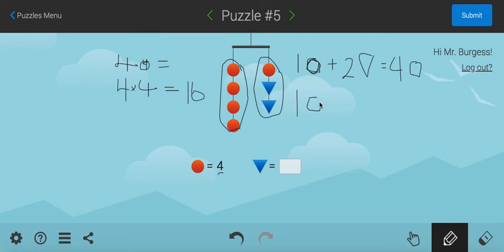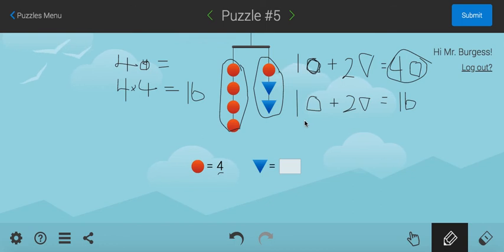So that means the one red circle on this side plus the 2 triangles equals, it has to equal 16. It has to equal that. That was our answer for the other side. The 4 circles that we drew up here, it equals 16. One red circle equals 4. So we know that. It gives us that information.